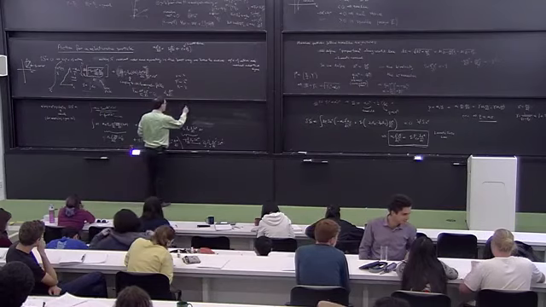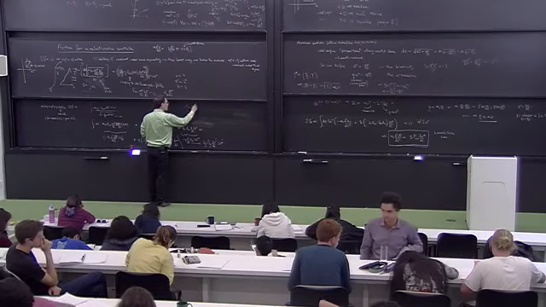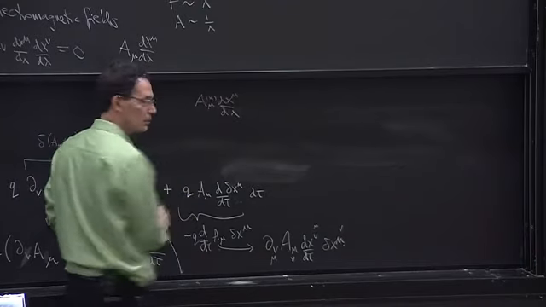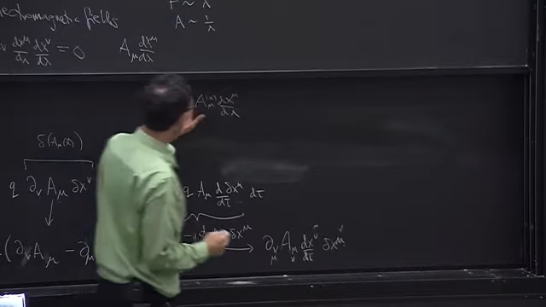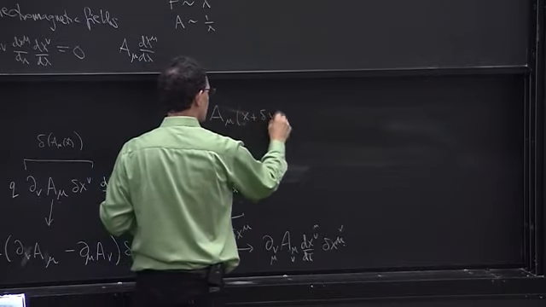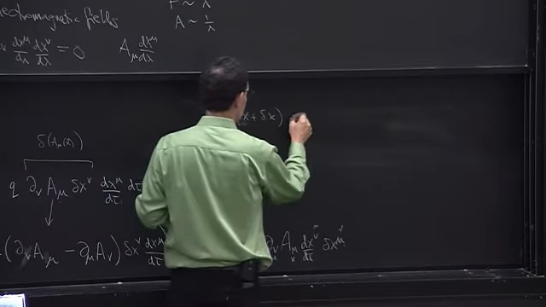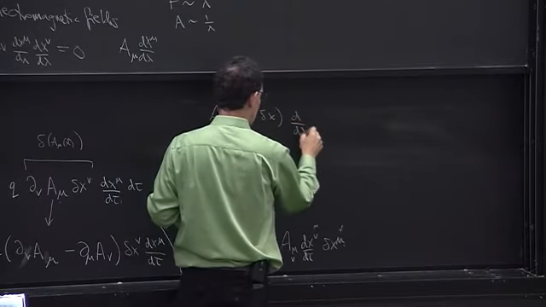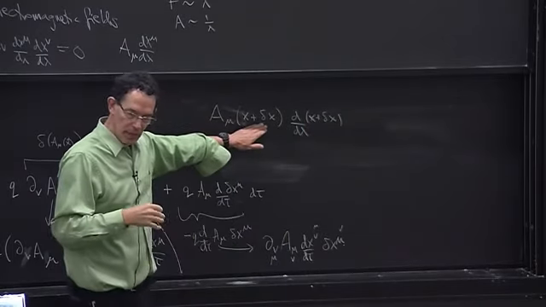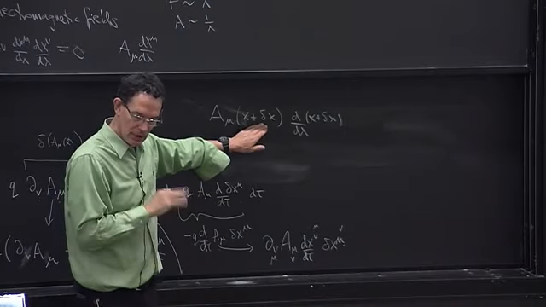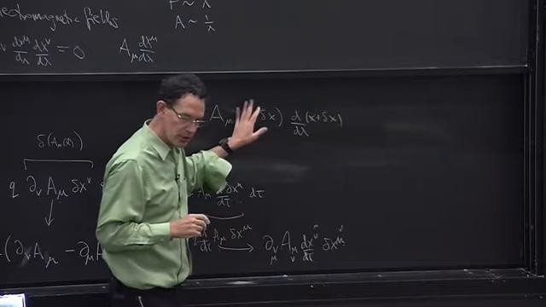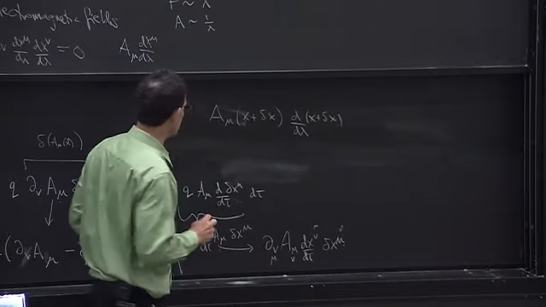We'll start off with A mu dx mu d lambda. So A mu is a function of x. So what do I have to do? I have to write the whole thing as a function of x plus delta x. So this is d by d lambda of x plus delta x, and then keep everything linear in delta x. That's all I care about. So I'm going to subtract off the 0th order term and then just keep the linear terms.